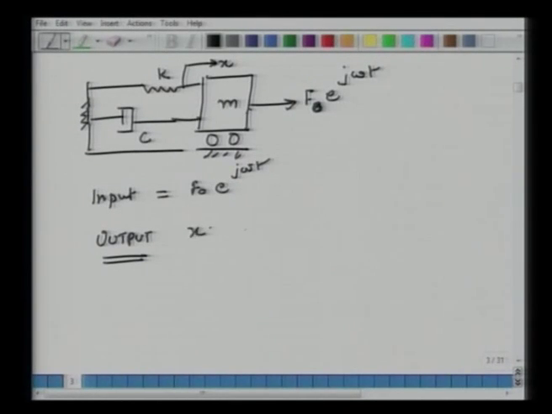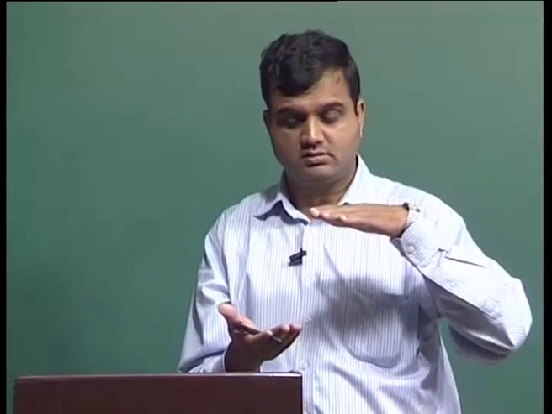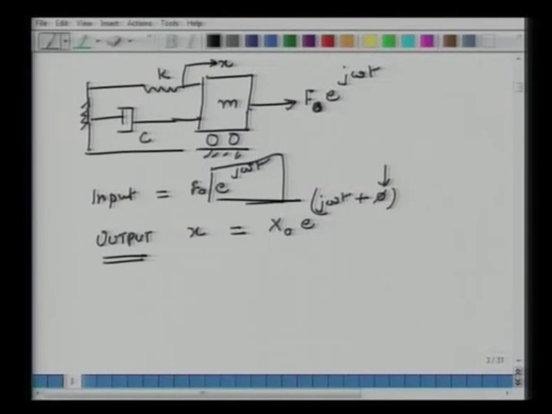So the shape of the input function is defined by this term e^(jωt). So the output response also has to be such that it is some constant times e^(jωt) plus a phase, because this component is not going to alter the shape. All it will do is induce a difference in the timing at which the peaks of input and the peaks of output happen. So if the phase is zero, then the peaks of input and output will coincide. If the phase is not zero, they may not necessarily coincide, but the shape of the function for input and output will remain the same.